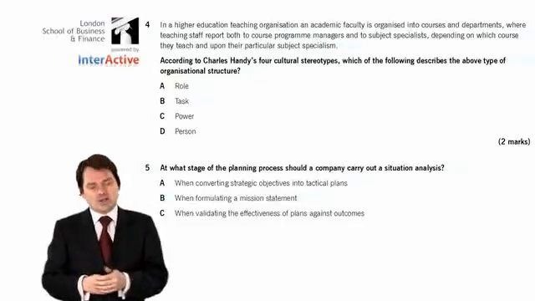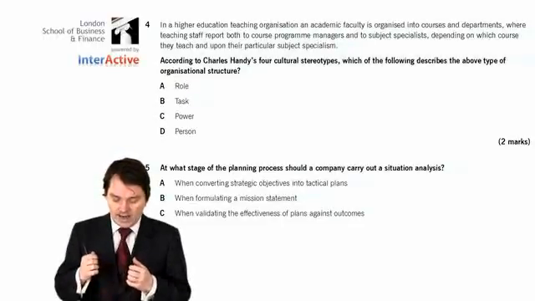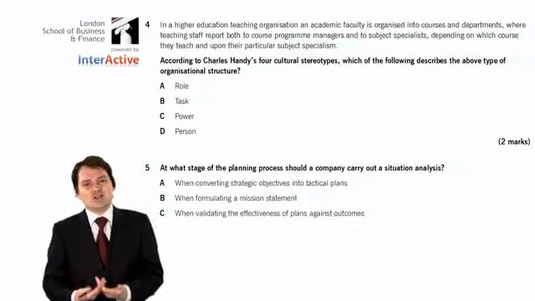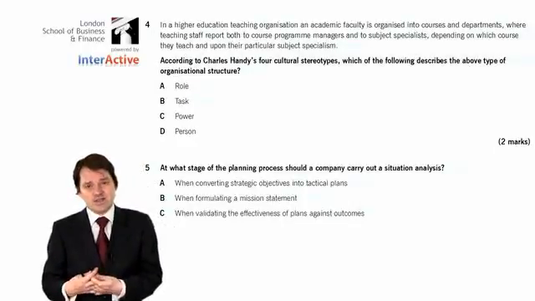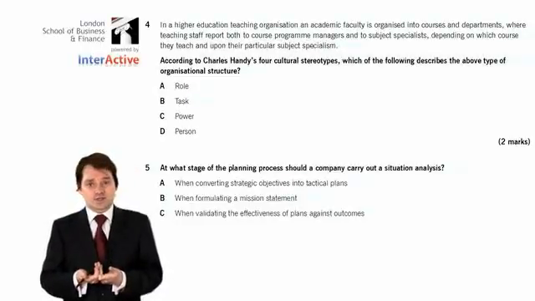So if I am a lecturer in this particular college, it means that I've got 2 bosses. I have to report to a subject specialist who tell me how to teach something, and I'll have to report to a programme manager who tell me what I've got to teach.